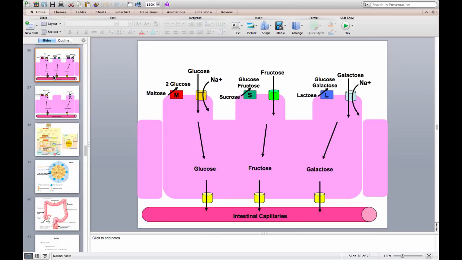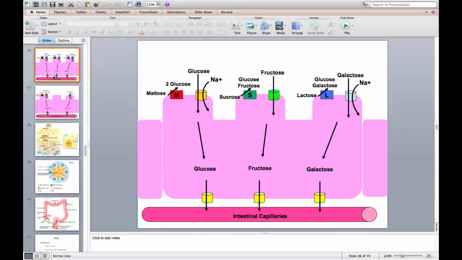Okay, so this is the brush border enzymes, right? So these are the enzymes that are found attached to the plasma membrane of the cells that line the small intestine. Okay? And it just so happens that those cells have these microvilli that somebody thought looked like bristles of a brush, okay? Which is why we call them brush border.